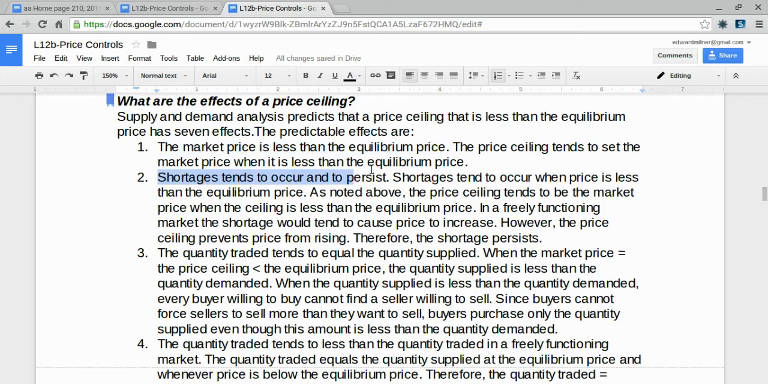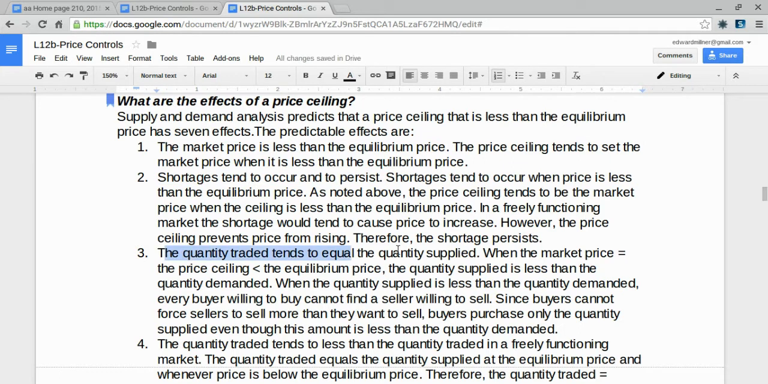2. Shortages tend to occur and to persist. Shortages tend to occur when price is less than the equilibrium price. As noted above, the price ceiling tends to be the market price when the ceiling is less than the equilibrium price. In a freely functioning market, the shortage would tend to cause price to increase. However, the price ceiling prevents price from rising. Therefore, the shortage persists.